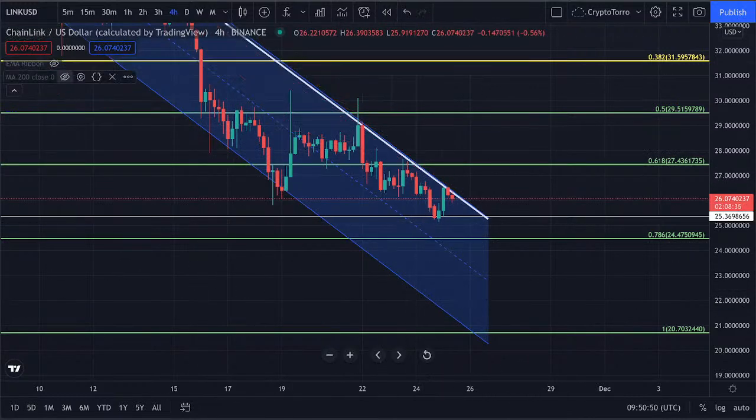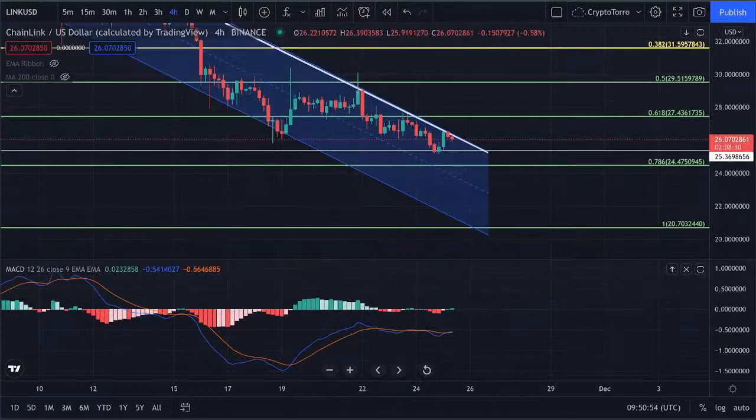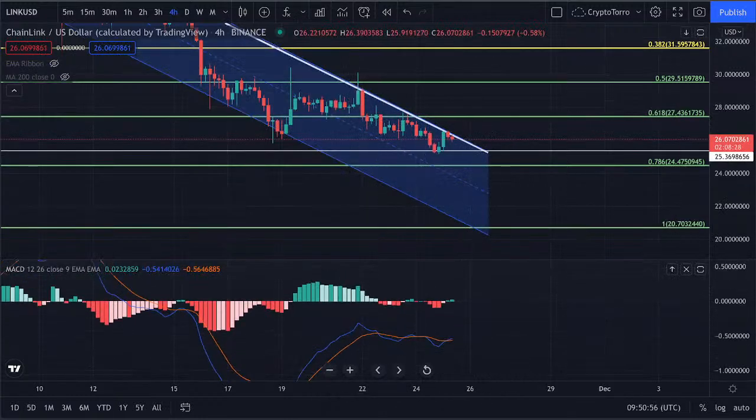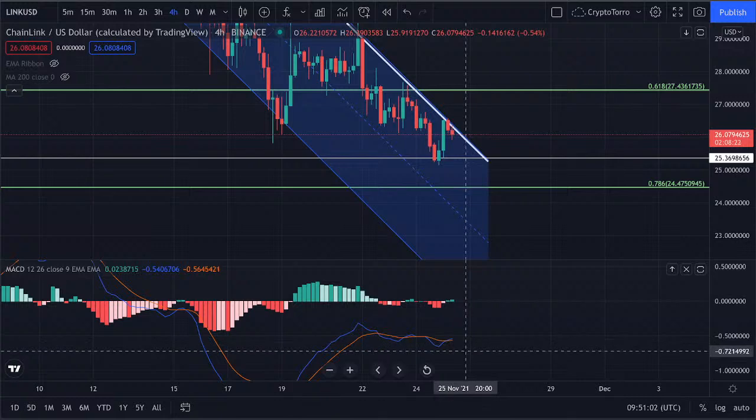So therefore, I would like to discuss the indicators, starting with the MACD. On the MACD, if we zoom out a little bit, we are actually experiencing still momentum towards the upside on the 4 hourly time frame. So this does actually look very good, but we are not seeing major momentum getting created.